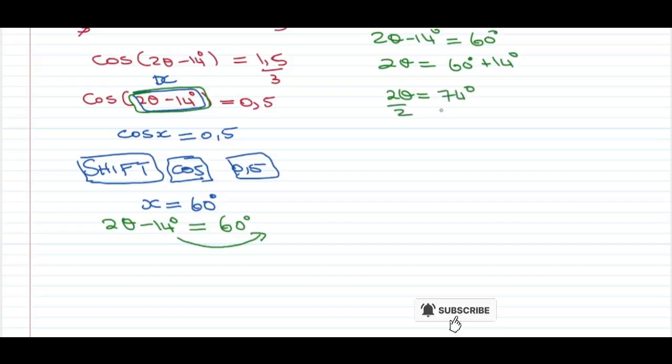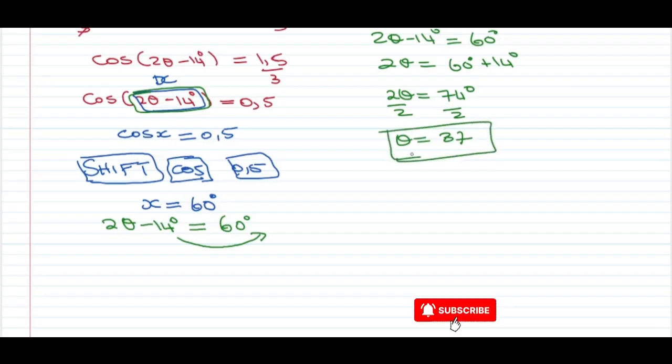Divide both sides by 2 to make theta the subject of the formula. So 74 divided by 2 is 37. And 37, ladies and gents, that's your final answer. And that's it for this problem. This is how you isolate theta.